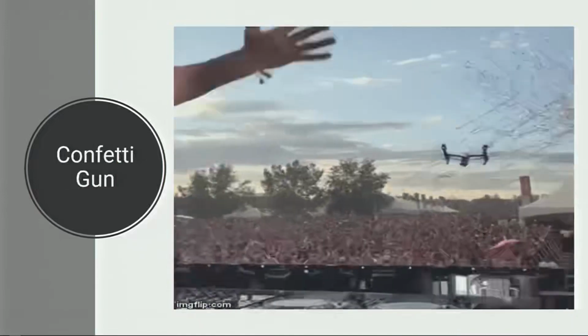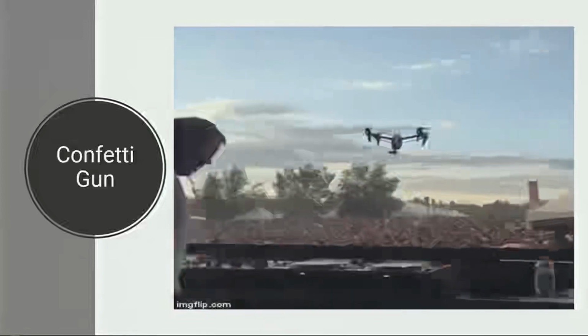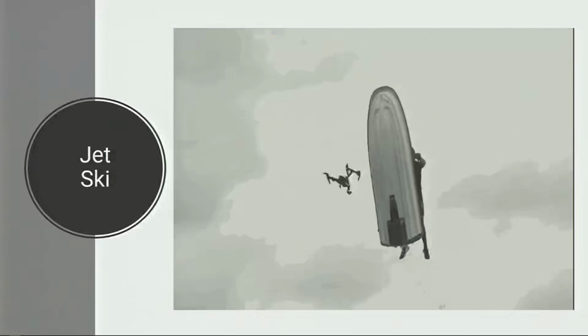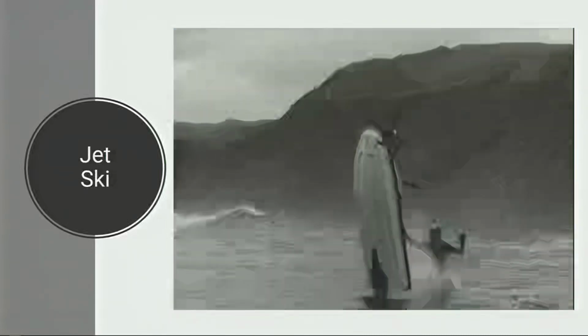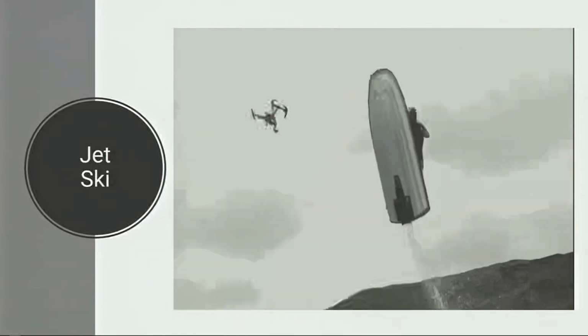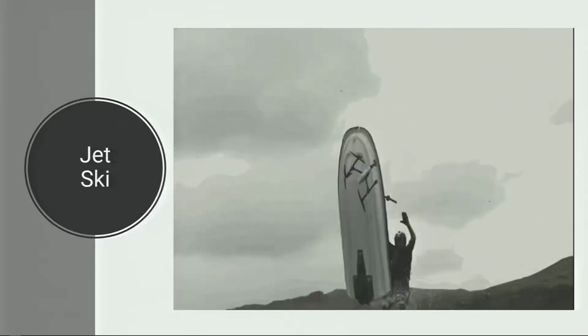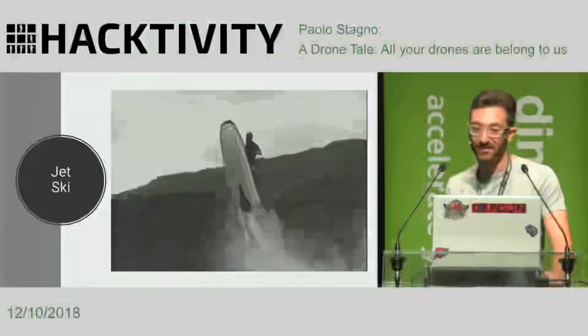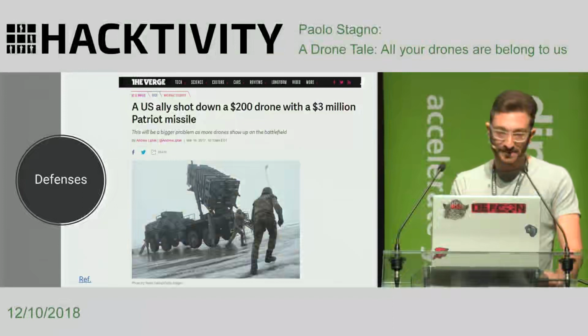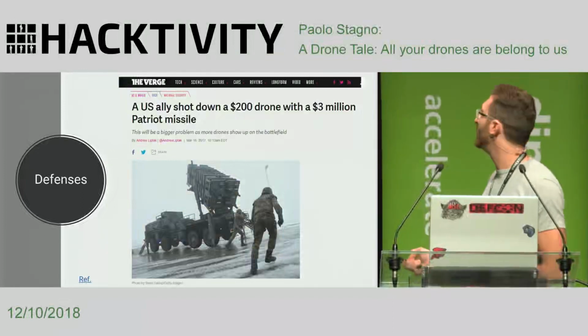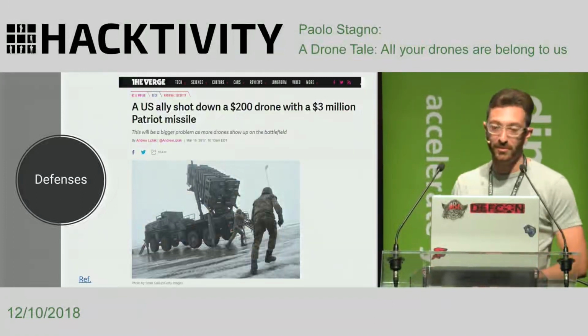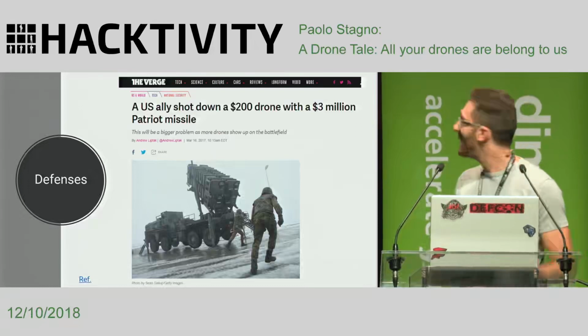But yeah, a confetti gun can also be effective, or yeah, a jet ski. And now you can imagine the pain of drone operators, since the drone in the image costs like 4,000 euro. And this is what happened in reality. They shot down a drone with a $3 million missile.